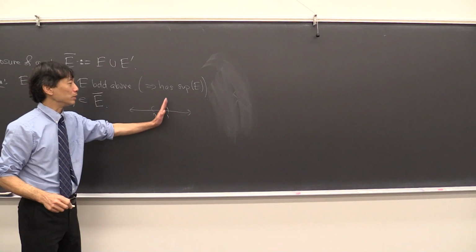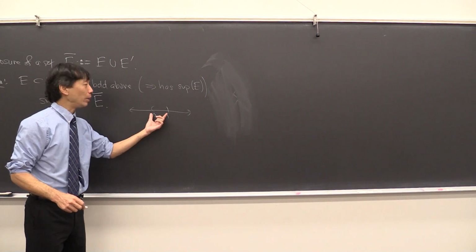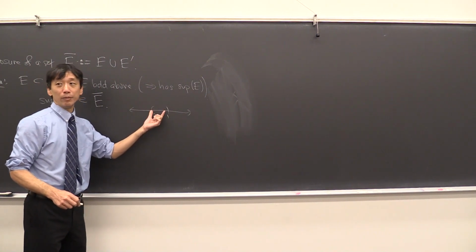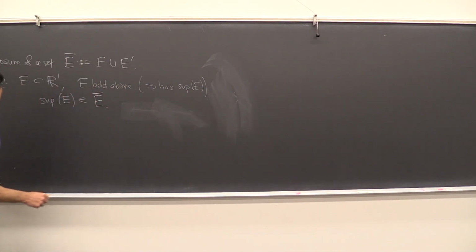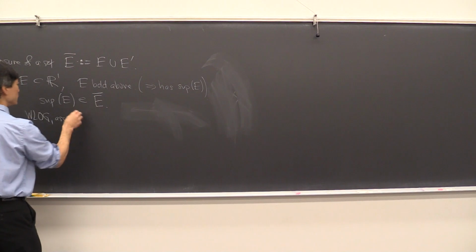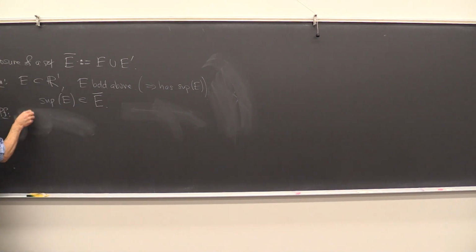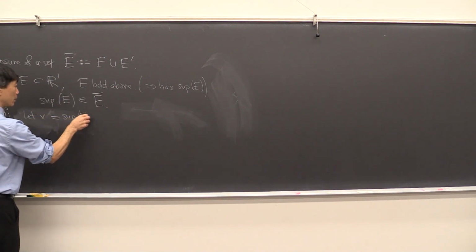If you think about R1 and an open interval (0, 1), the supremum is 1. It's not contained in the set itself, but it's contained in the closure of that set. The proof goes like this. Without loss of generality, let X denote the supremum of E.